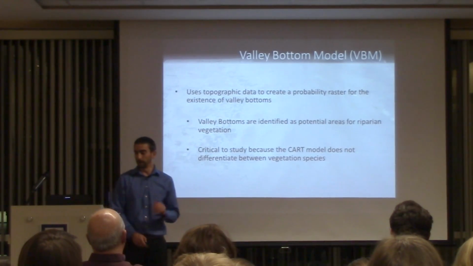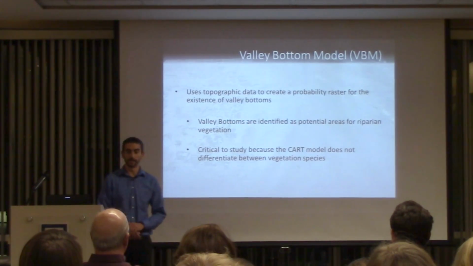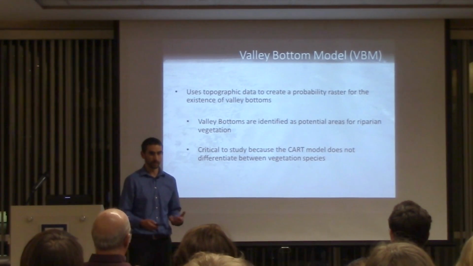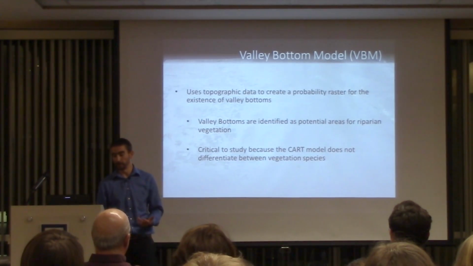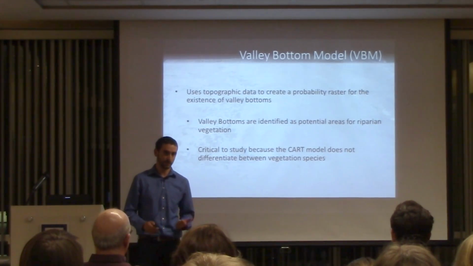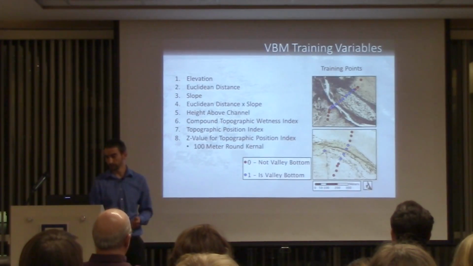The valley bottom model uses topographic data to create a probability raster for the existence of valley bottoms. Valley bottoms being associated to riparian areas where potential riparian vegetation could grow. This is critical because my CART model didn't differentiate between vegetation types other than perennial and annual.